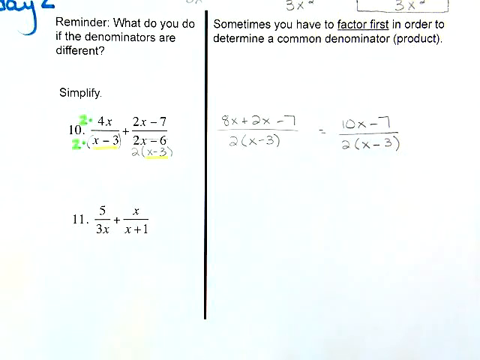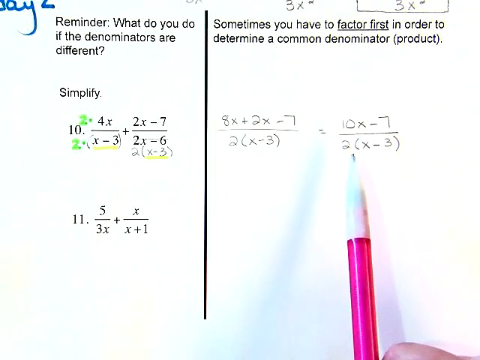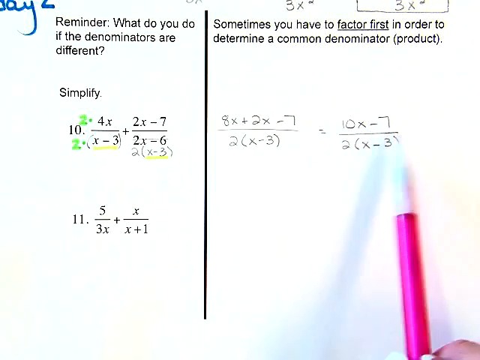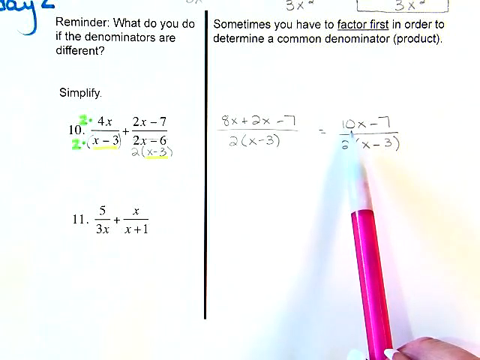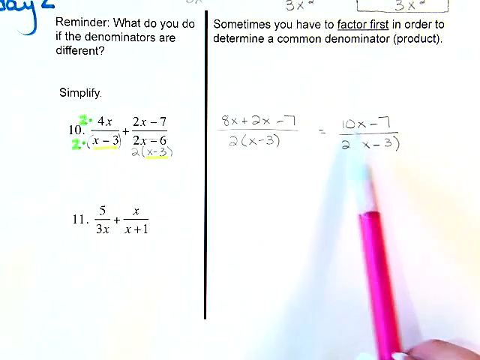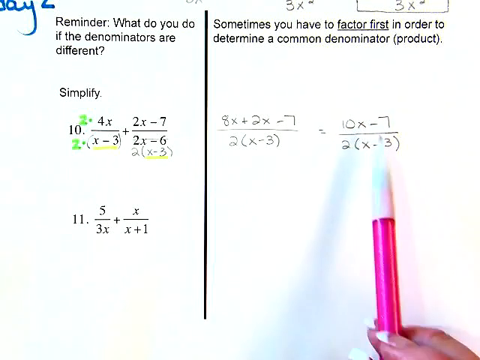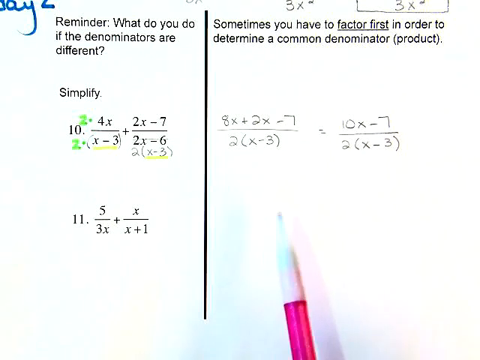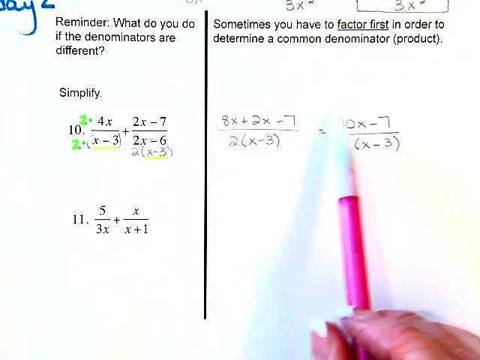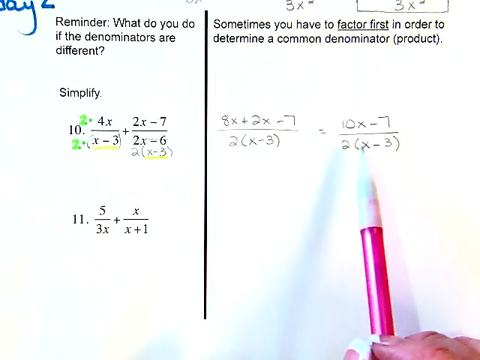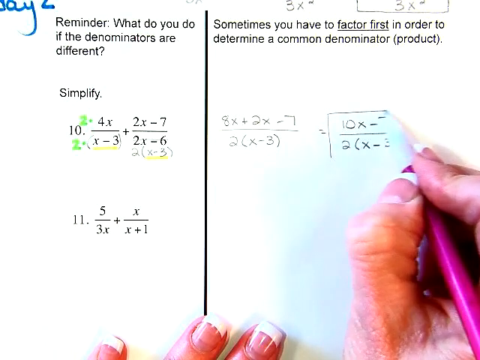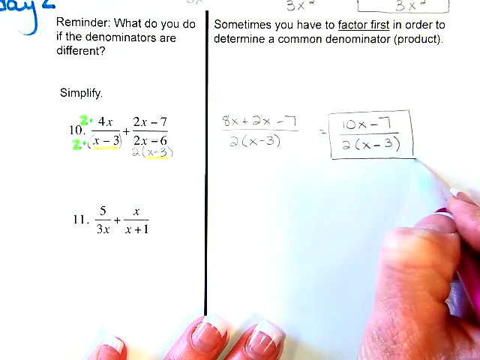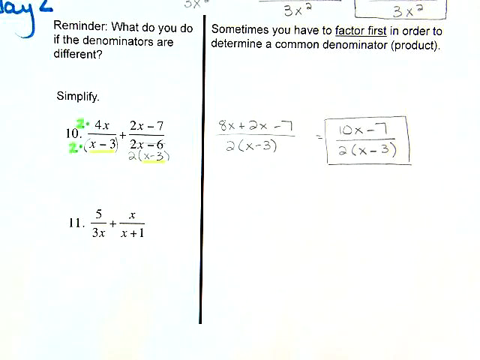Before I completely leave the problem, I do want to look at the numerator and decide, could I factor that at all? 10x and a minus 7 have nothing in common, no GCF. It's not a degree 2, so you can't factor it into anything, but that's your final answer right there. You can leave the denominator as is. If you want to multiply that out, you certainly can, but that's your answer.